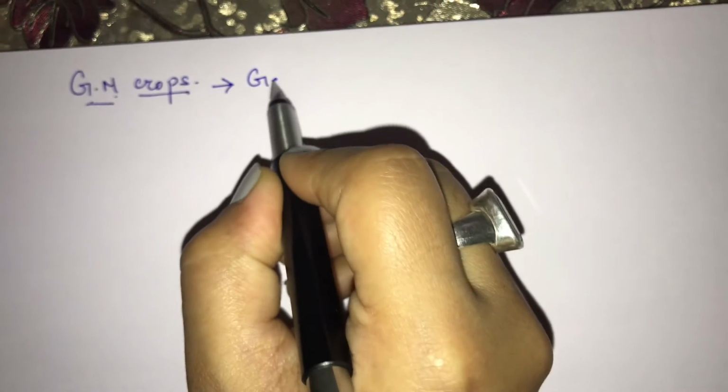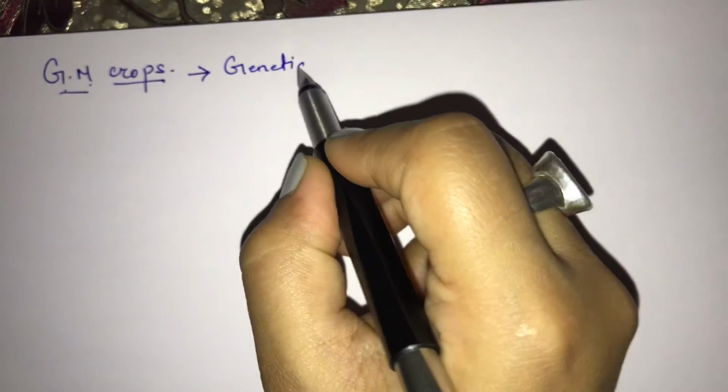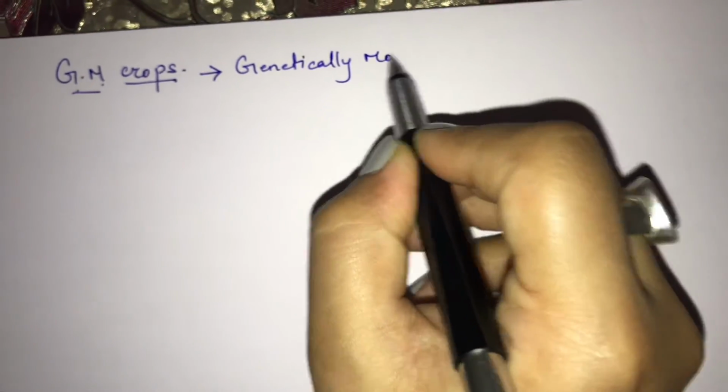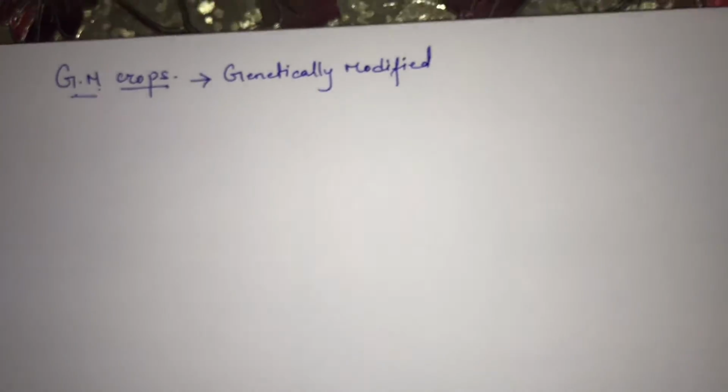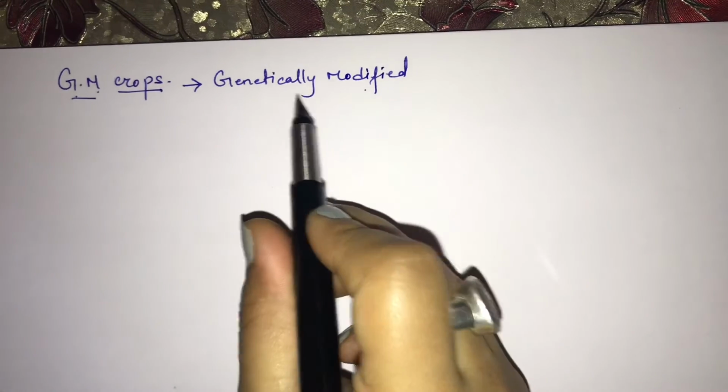Okay, so the next topic is GM crops. Crops are nothing but edible plants, and GM here stands for genetically modified. That means a natural plant which is modified genetically.